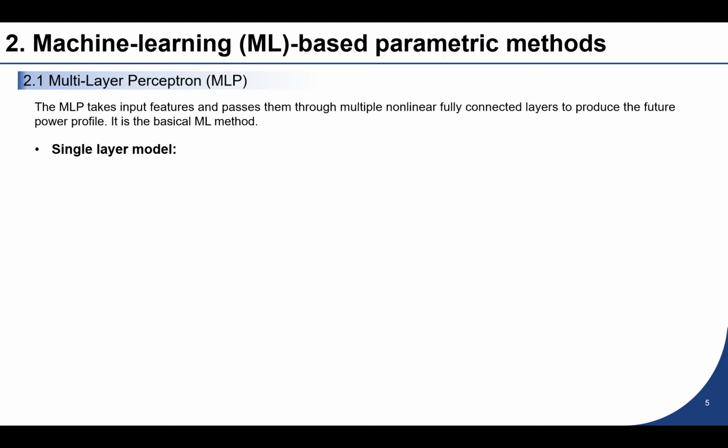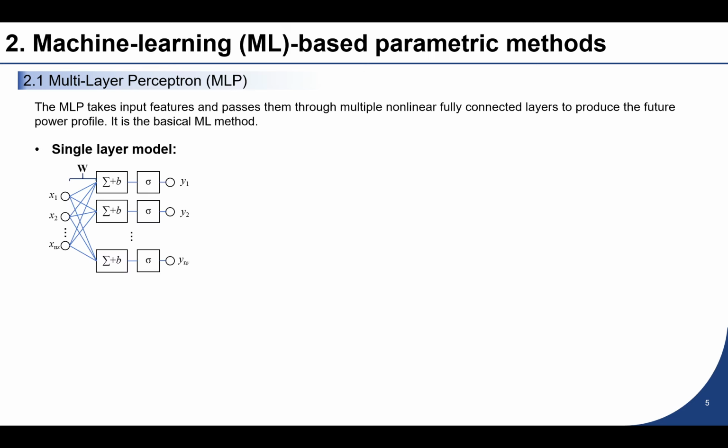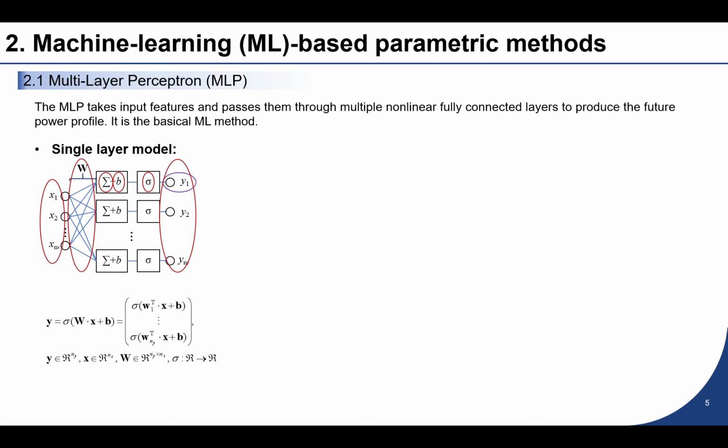Let's start from the simplest case, a single-layer perceptron. Here, each input feature is connected to each output feature through a set of weights. The weighted sum is computed, a bias is added, and then a nonlinear activation function is applied. This produces one element of the output vector. Mathematically, we can express the single-layer MLP as follows.